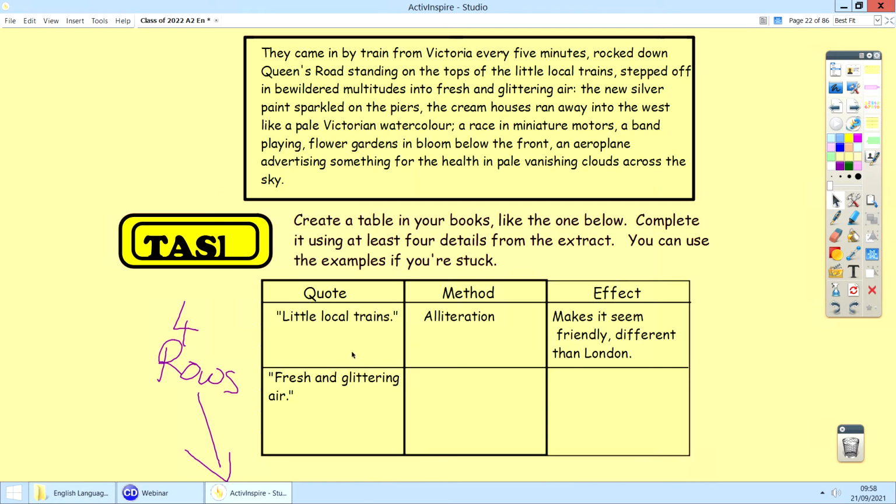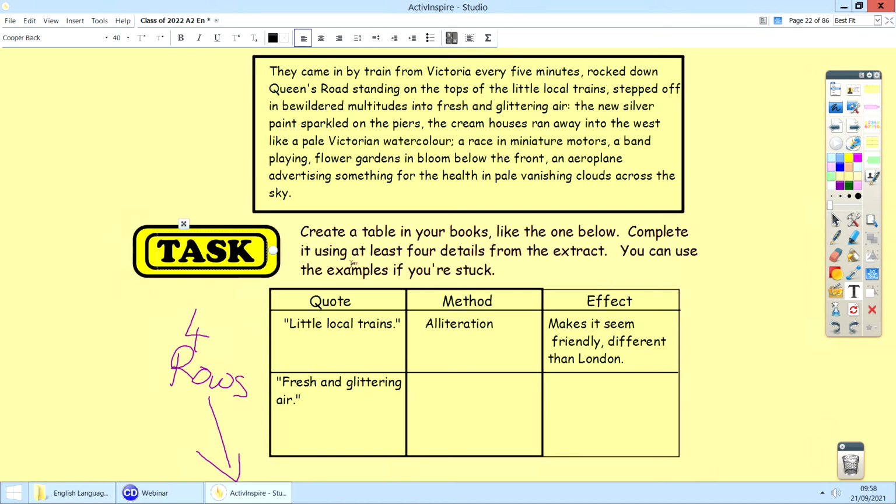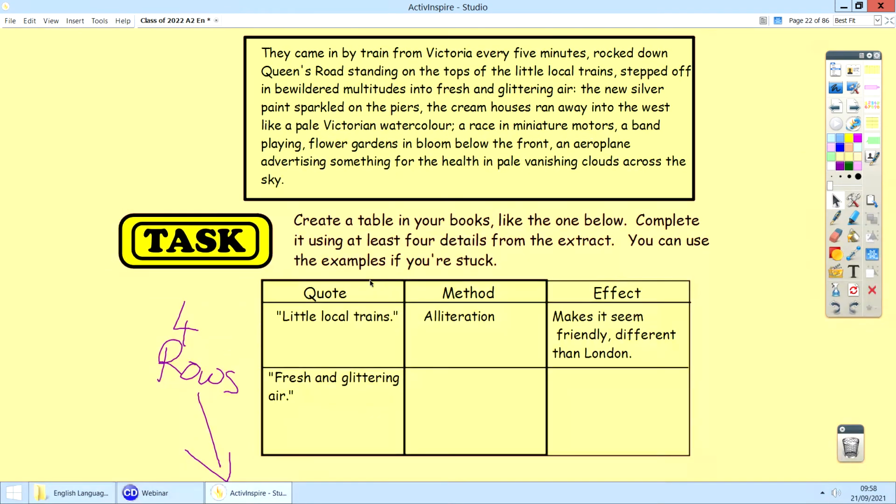So this is also a chart that you need to make just before we get on to really and truly analysing this in a big paragraph. I'd like to make sure that we're breaking it down first. So quote, little local trains, alliteration, little and local, makes it seem friendly and different than London. Fresh and glittering air, then we need to find the method, and then we need to state the effect.